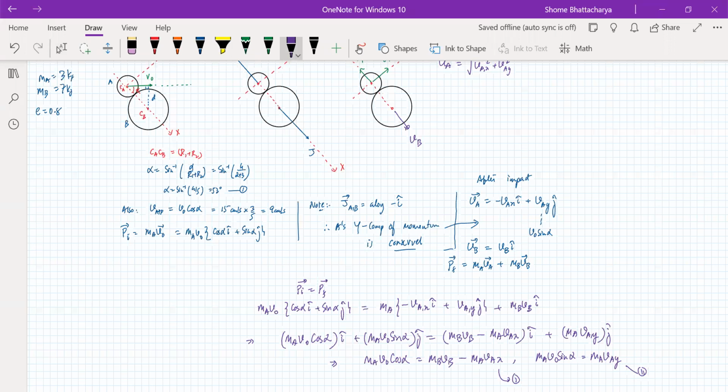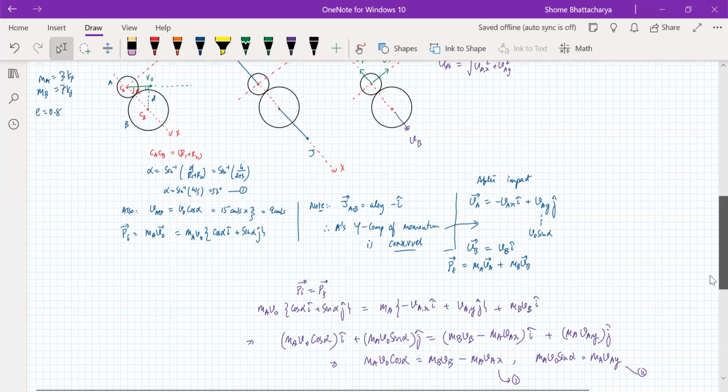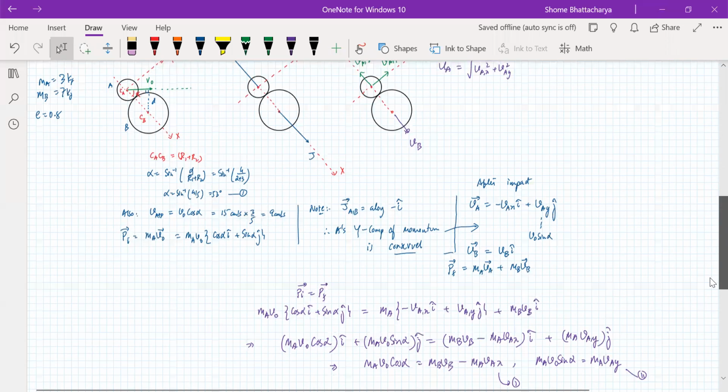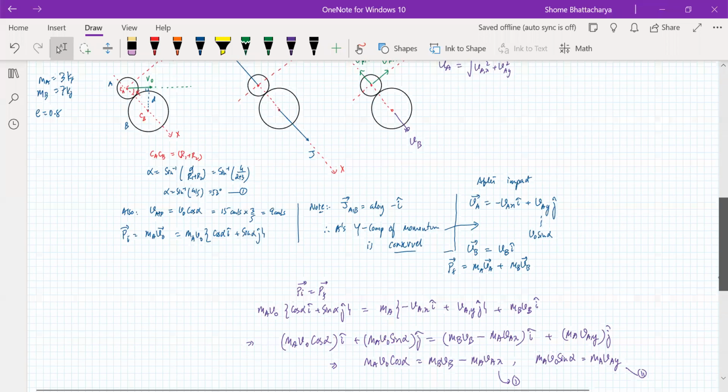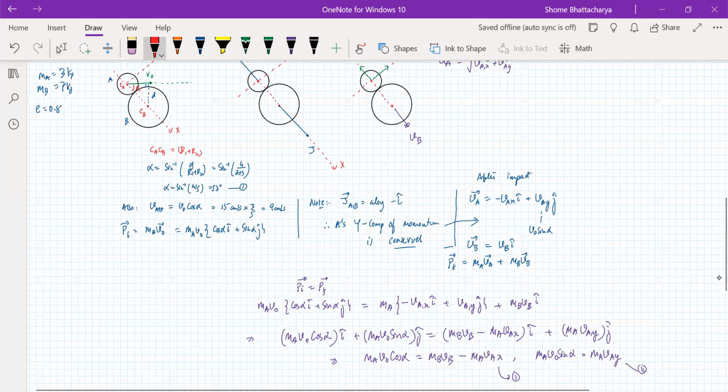Okay, so let me verify yours. Can you tell me the equation you got for the coefficient of restitution? What is the separation velocity? We got the approach velocity here, right? What is the separation velocity? So VA plus VAX plus VB is equal to... Yes, EV. Very good.